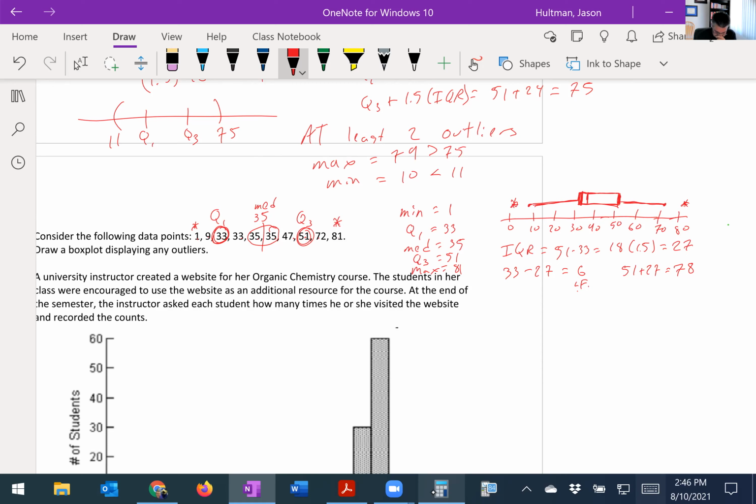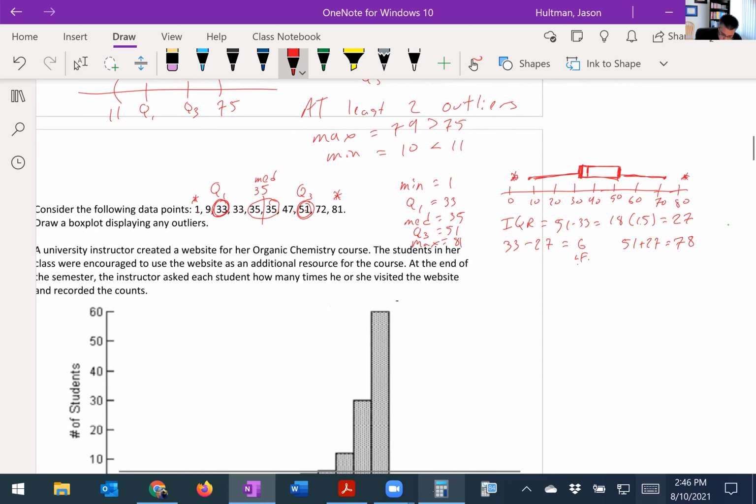So the lowest value that was inside my lower fence is 9, so I only go out to 9. And then my upper value that was inside my upper fence is 72, so we only go up to 72 for our whiskers.